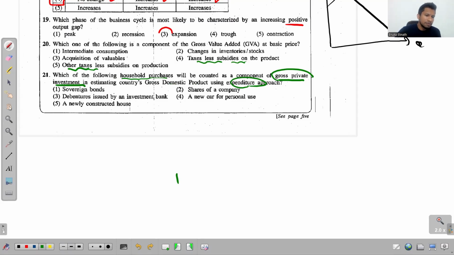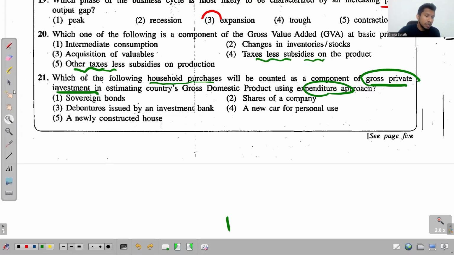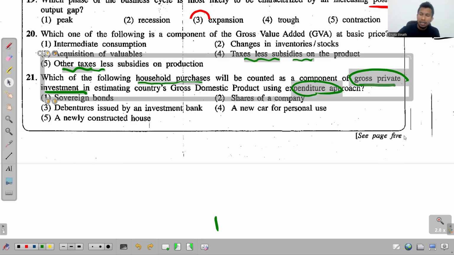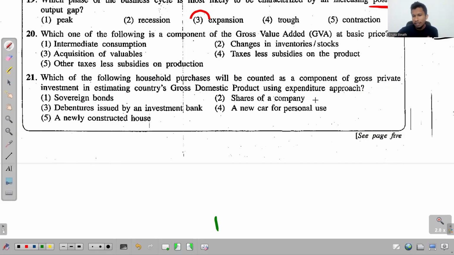Okay, so the first one is sovereign bonds. So this is a financial transaction. We never consider these when calculating GDP under any of the given approaches. Now here they just talk about the expenditure approach. In the expenditure, output and income approaches, you do not consider financial transactions. So we can ignore that. Purchase of shares is once again a financial transaction. We don't consider that in any of the approaches.